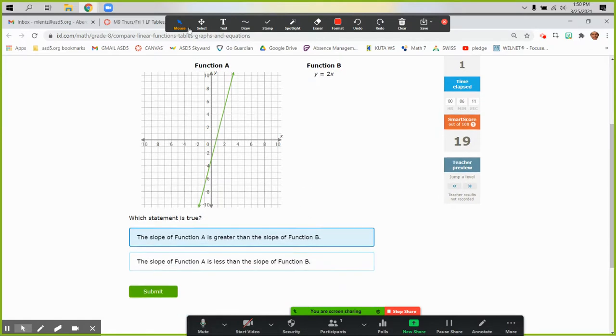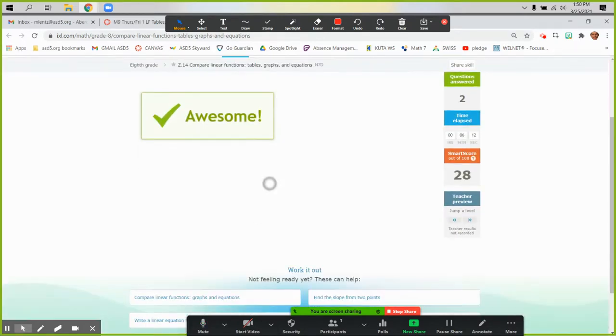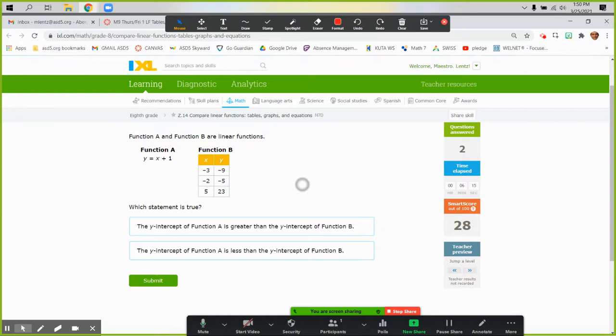All right, let's see if it'll switch to Y-intercept now. Yes, perfect. So this is the one that's going to take me the longest on B. A won't take me very long at all. Equations are the easiest, just a heads up for you.